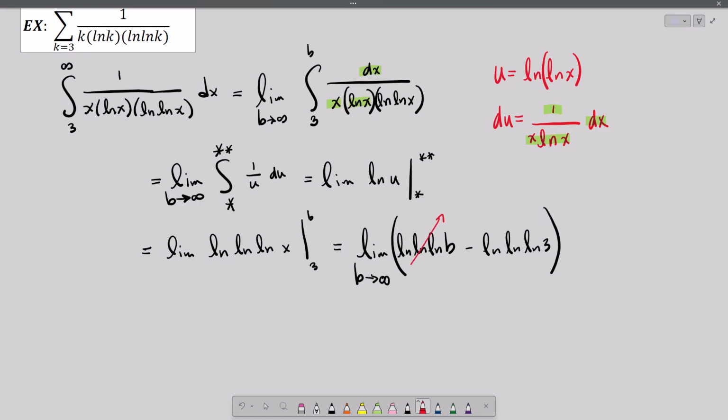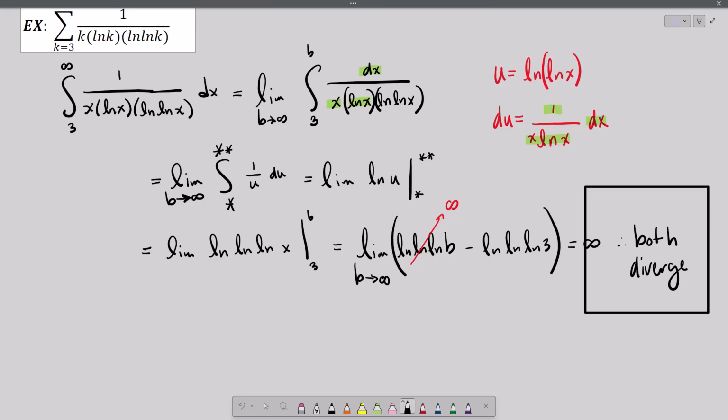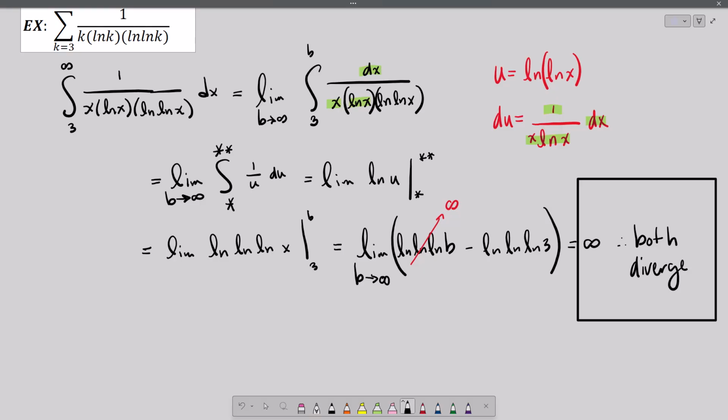And where does this first crazy looking thing go to? Infinity. That's going to go to infinity. Infinity minus a skosh, that's a pretty darn small number. That's not going to affect that, so this will be infinite. So therefore, both will diverge. That crazy looking ln thing isn't going to make the denominator go to infinity fast enough.